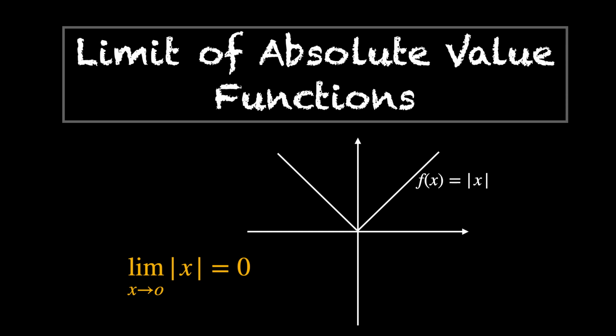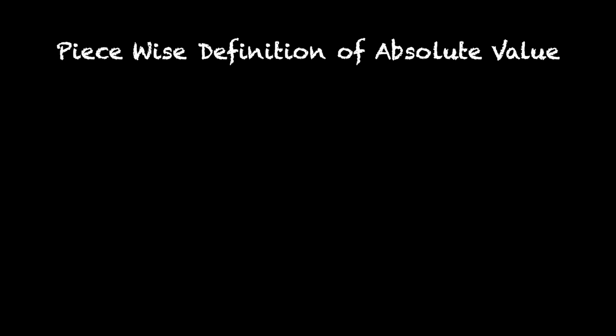In this video, I'm going to talk about limit of absolute value function. Let's begin with the piecewise definition of an absolute value function. Basically, absolute value for every real number returns its positive part. So absolute value of a real number a is a when it is greater than or equal to 0, and it's negative a when it is less than 0.